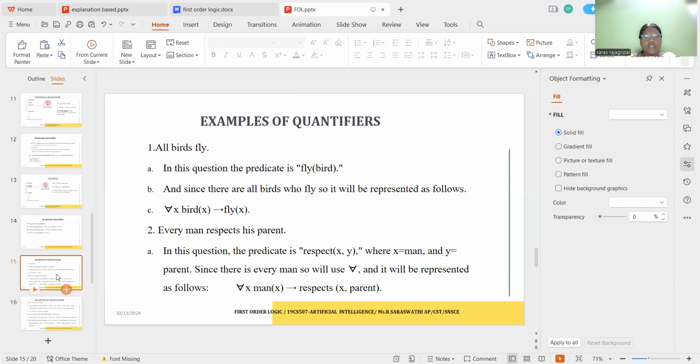Second example is every man respects his parents. The predicate is respect. Here the two variables are there. X is a man and y is a parent. The respect of x comma y. For every man we will use for all x. So it can be represented as for all x, man of x, which implies respect of x, comma, y, where y is a parent of x.